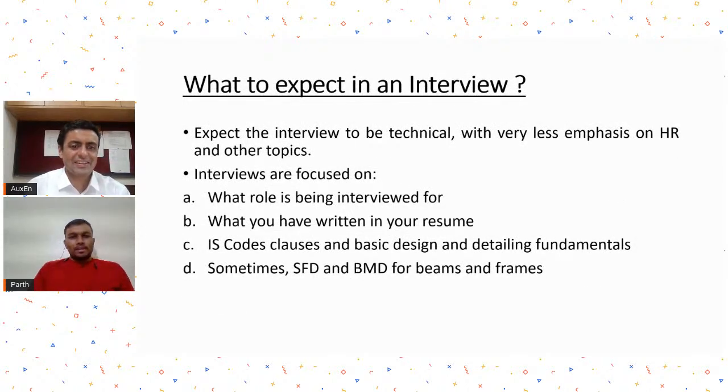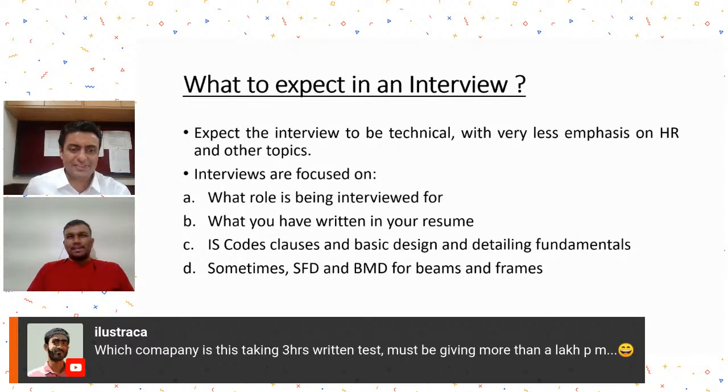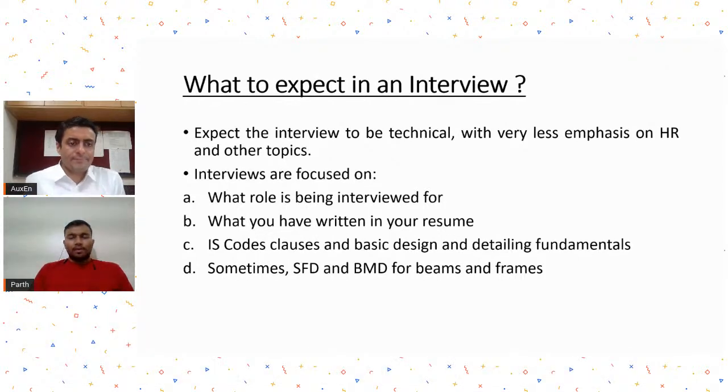If you clear the written test, the interview is mostly technical, as far as I have experienced and have heard from other people. There is very little emphasis on HR and other topics, but the interview is mostly focused on technical aspects. And it depends on what role is being interviewed for. If it is for RCC or steel or any particular type of structure, then that structure would obviously be asked in detail.